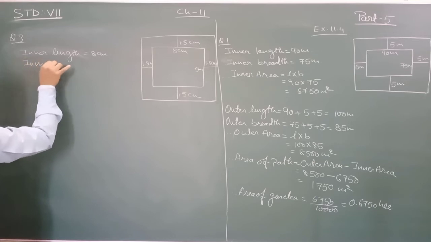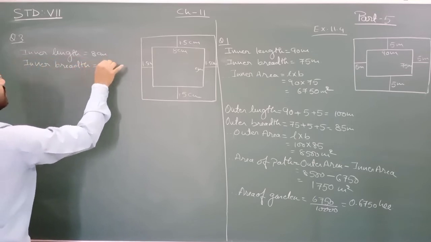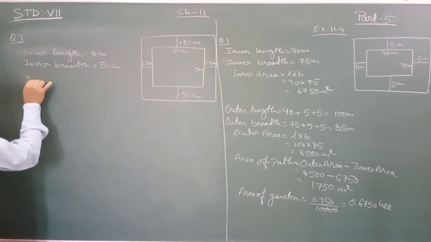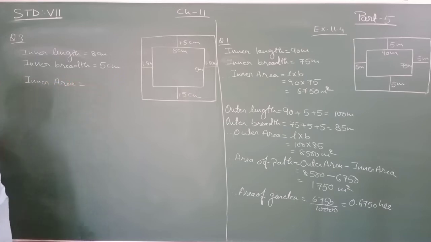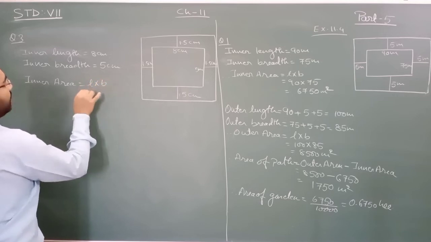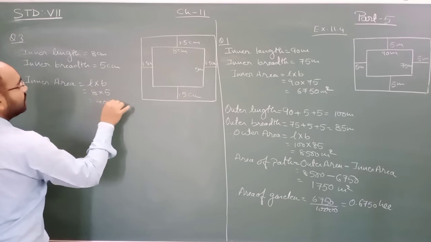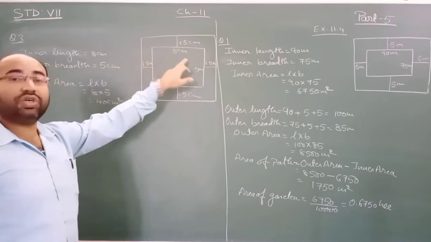Same way, inner breadth is equal to 5 centimeter, and therefore inner area. Inner area means वो picture का area होगा. So that will be L into B. So 8 into 5 that comes to 40 centimeter square. ये किसका area होगा? Of this picture only.